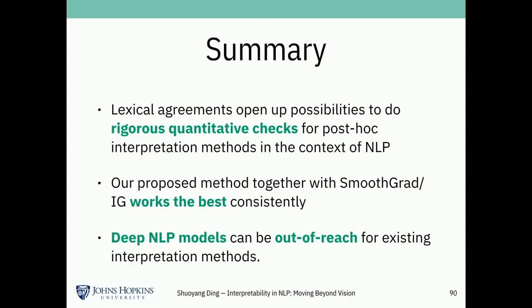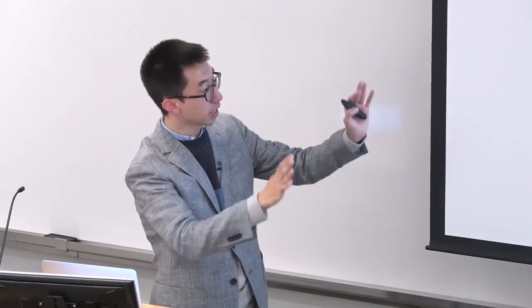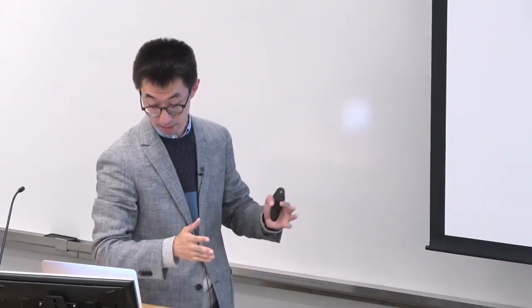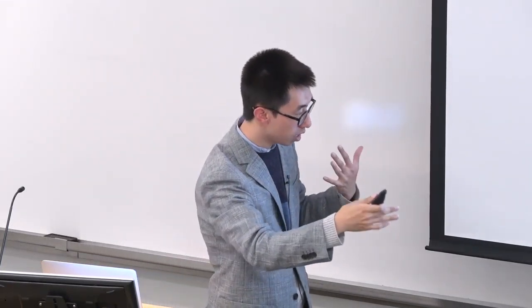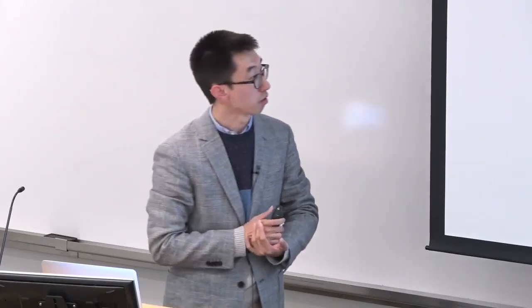Okay, so just to wrap up this part of work. Basically, we want to use Lexical Agreements to do rigorous quantitative checks for post-hoc interpretation, and we see that it does open up some possibilities to do that. And you can see, again, our proposed method together with SmoothGrad and Integrated Gradients works the best consistently. And as we repeatedly made the point during the discussion, deep NLP models are still sort of out of reach for existing interpretation methods. So there's some open research to be addressed there.